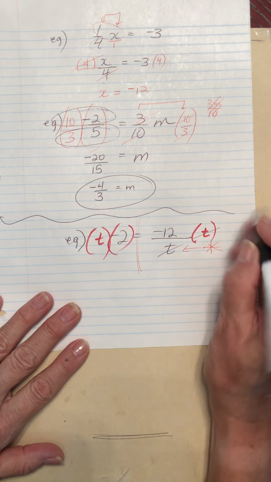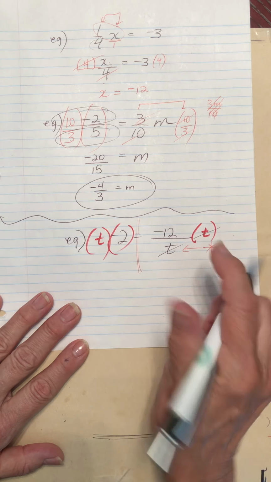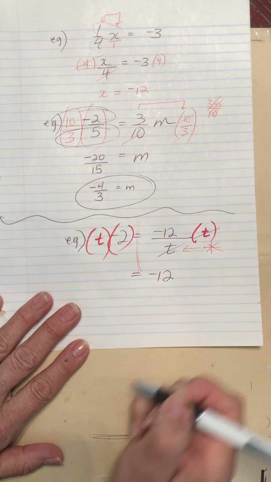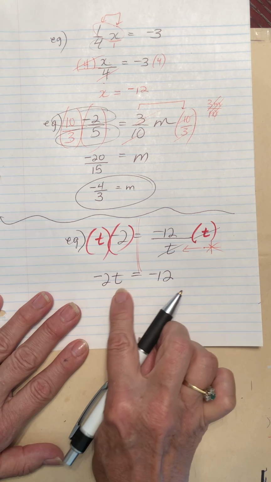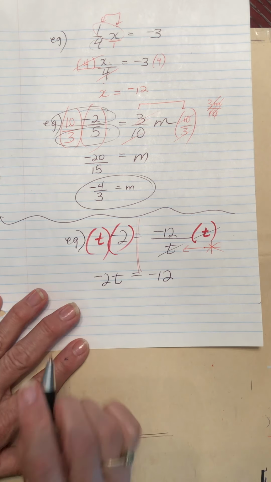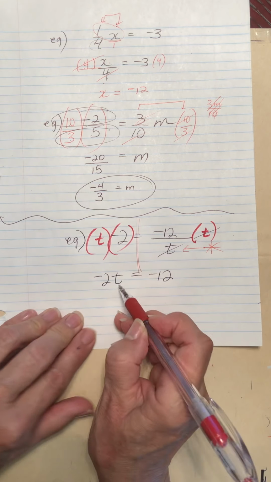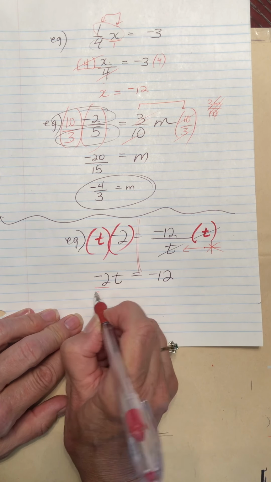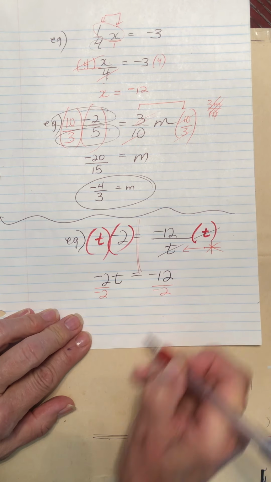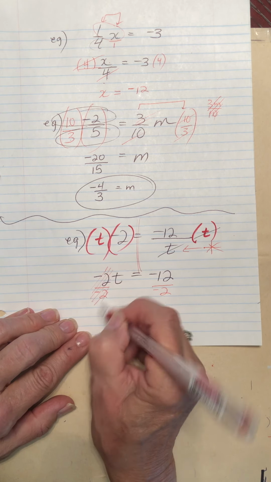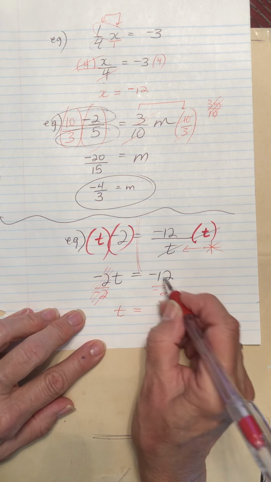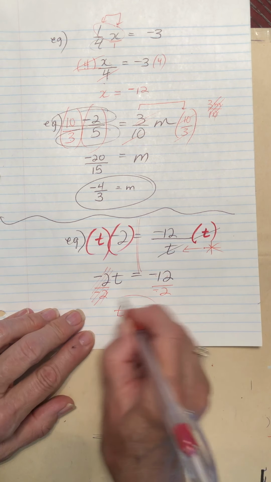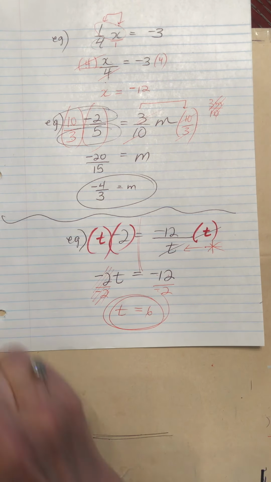So these will cancel into 1s. So negative 12 times 1 is negative 12. Negative 2 times t is negative 2t. We write the numbers first and then the variables. Okay, I have t being times by negative 2, so I will divide both sides by negative 2. These reduce to a 1 or become a 1. So there's my t equals negative 12 divided by negative 2, which is just 6.